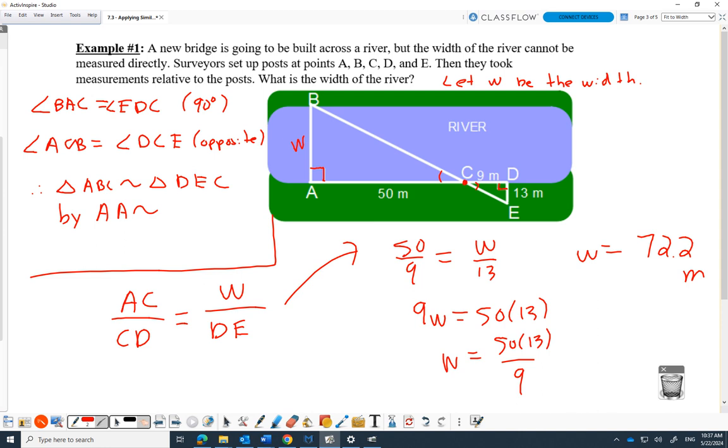Oh, therefore, the width of the river is 72.2 meters.